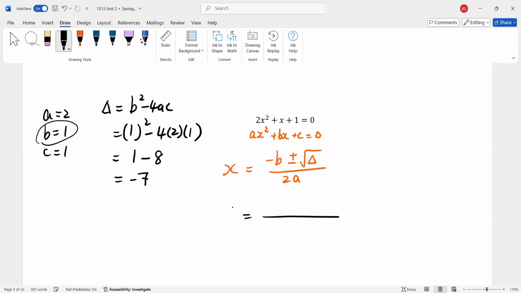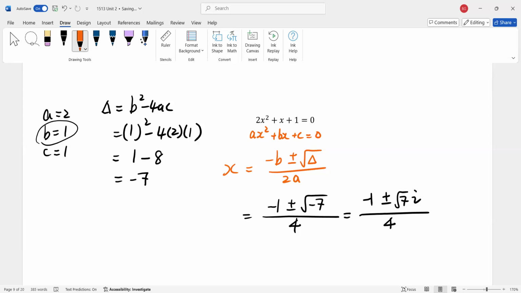B is 1, so negative B, the opposite of B, is -1, plus minus square root of -7, all over 2A. A is 2, so 2A is 4. And so that's it. But not done yet, right? Because we have a square root of -7. When we see a square root of a negative number, right away apply the formula. We can write root -7 as root 7 i. And root 7 is already simplified.